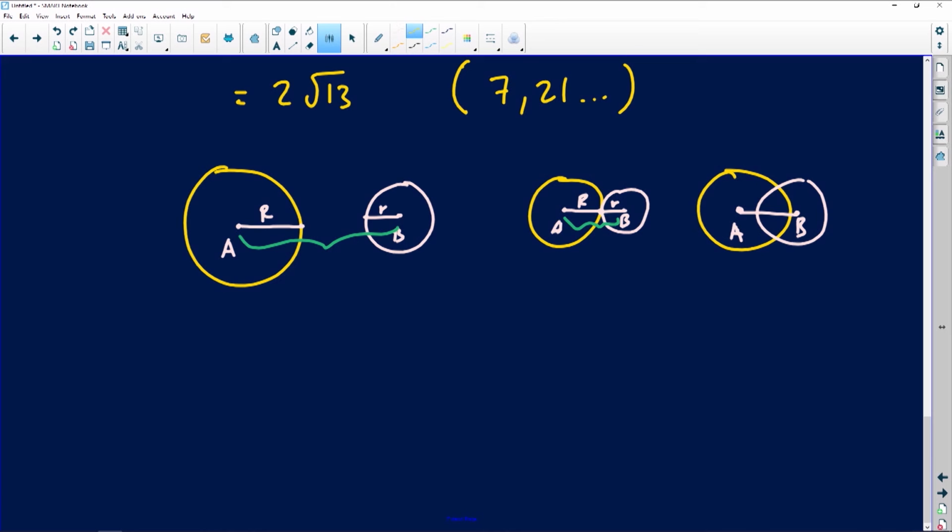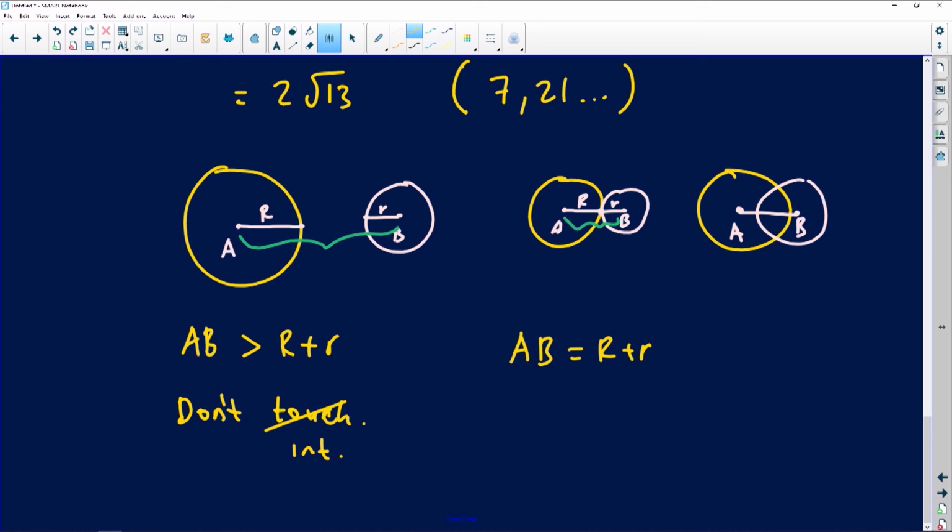If I start with AB, if the distance between the centers is bigger than the sum of the radii, then they don't touch and they don't intersect. If AB, the distance between the centers, is equal to the sum of the radii, then they touch externally. But if the distance between the centers is smaller than the sum of the radii, then they definitely intersect.